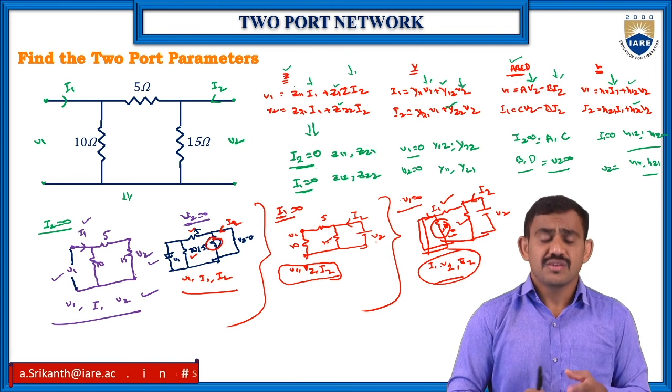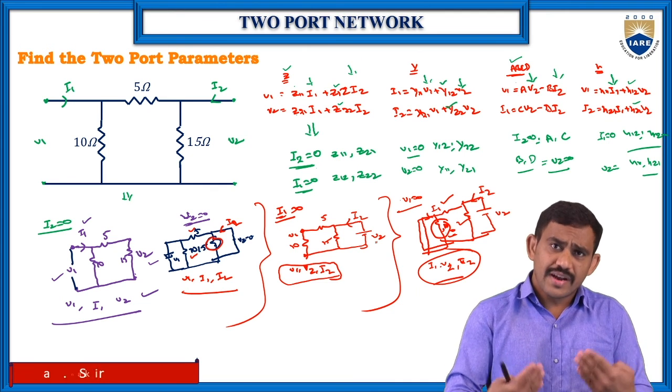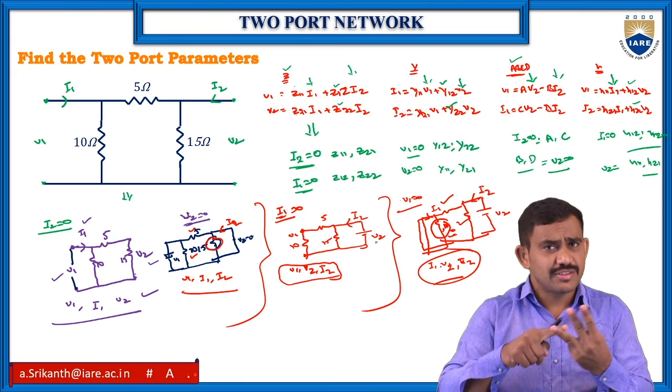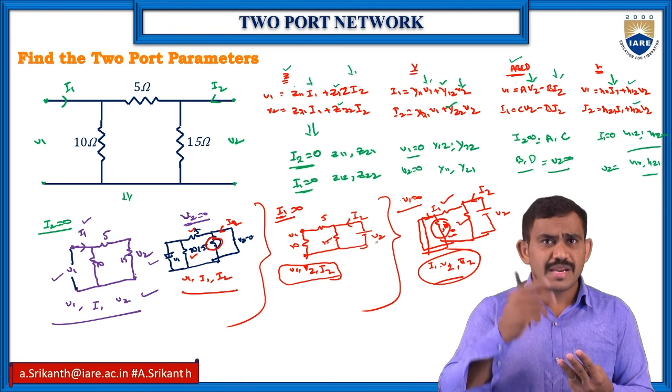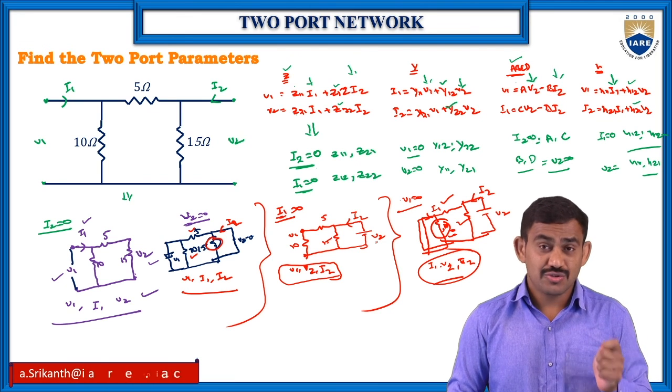Otherwise, we have the conditions. We need to write the four conditions, and from them find out the remaining values. Of the four conditions, one is 0, so we need to find out the remaining three and get the two-port parameter values. So this is about problems on two-port parameters.